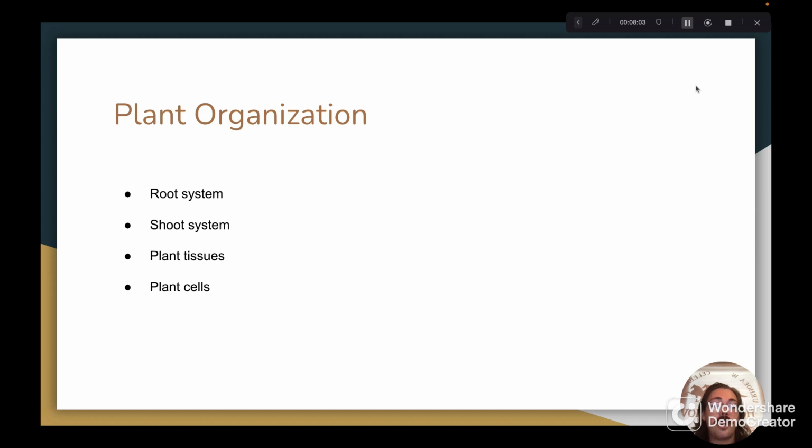And a quick note about plant cells I'd like to make is that plant cells have become specialized for the tasks they perform through a process known as differentiation.